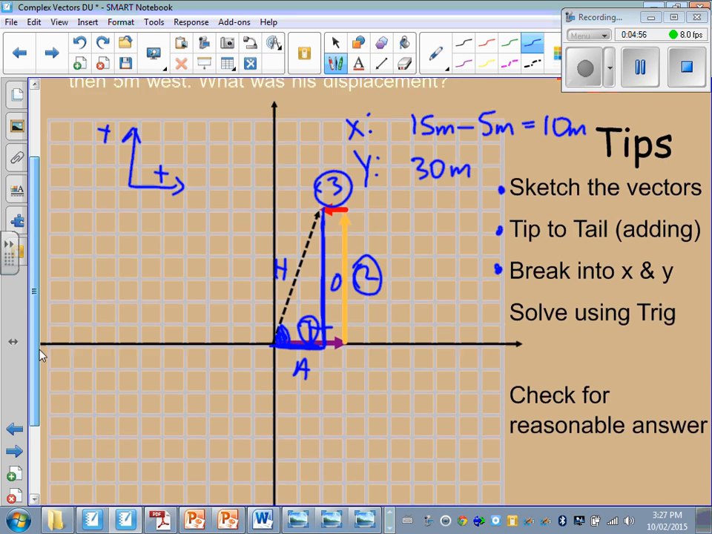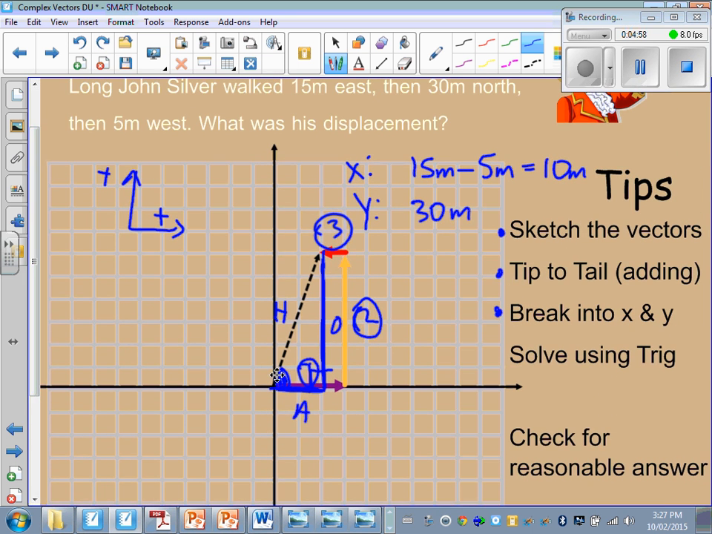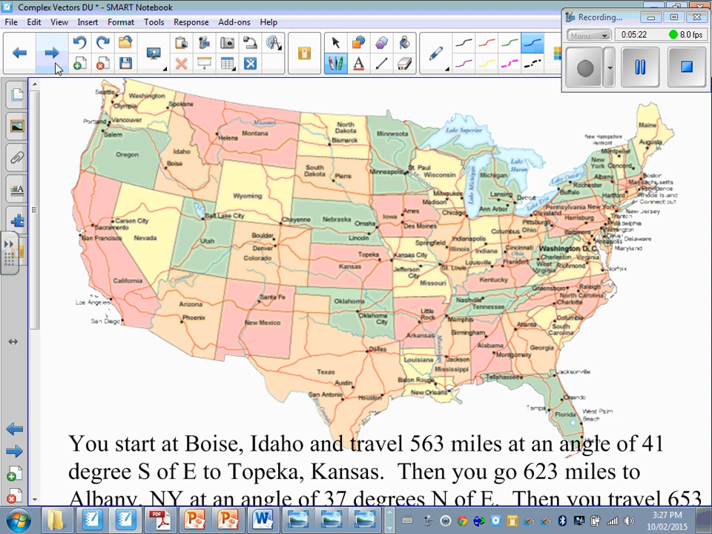It's important that you check for a reasonable answer. So if you need to solve that, remember you can find what the angle is here by using tan and opposite over adjacent, just like we did last year. In terms of trigonometry, you can just use Pythagoras' theorem to find the actual value of this line. So value by Pythagoras' theorem, angle by using trigonometry. Okay, so that's a pretty straightforward one.